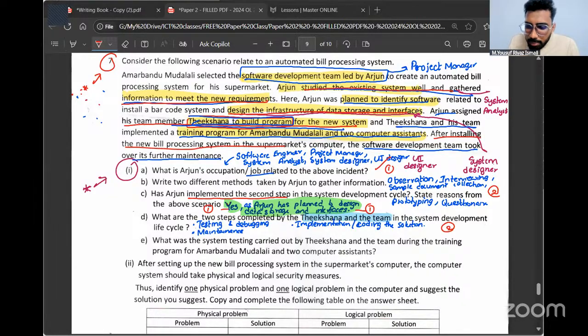So testing and debugging is also correct, right? Yes, because in testing and debugging phase only you might do this training program. Coding the solution is wrong. It is correct. It is correct.